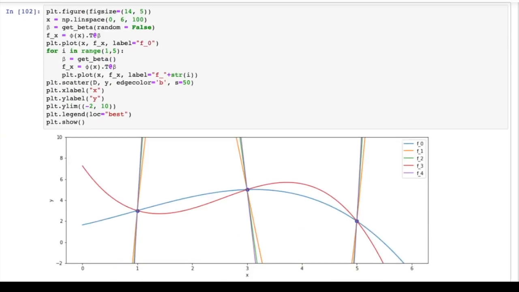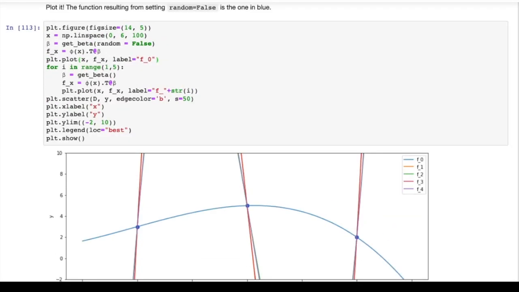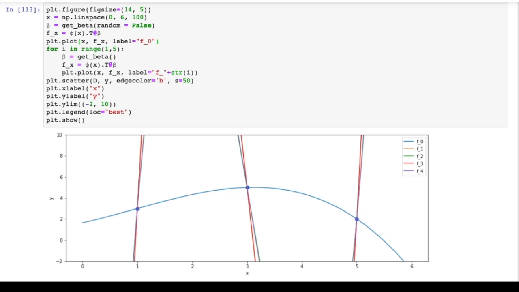So f0, the blue one, is actually the solution when we only use the pseudo-inverse. Here we have another random sample. You see that all of these functions go through these 3 points we have actually observed. But how the function behaves outside of these 3 points, that varies a lot.